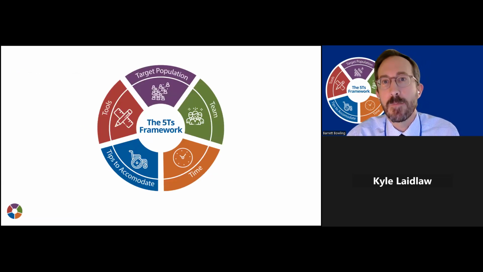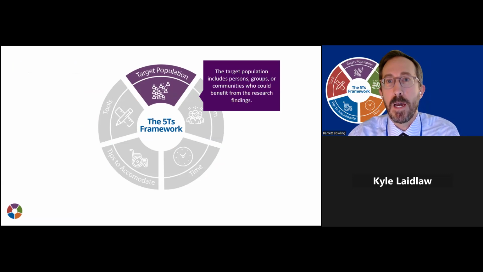So with all of these things in mind, we developed the 5 T's. And I'm going to walk through those in the next several slides. The 5 T's are the target population, team, time, tips to accommodate, and tools. We define the target population as the person, groups, or communities who could benefit from the research. Really thinking about, when all is said and done, who should the findings of this research study generalize to?